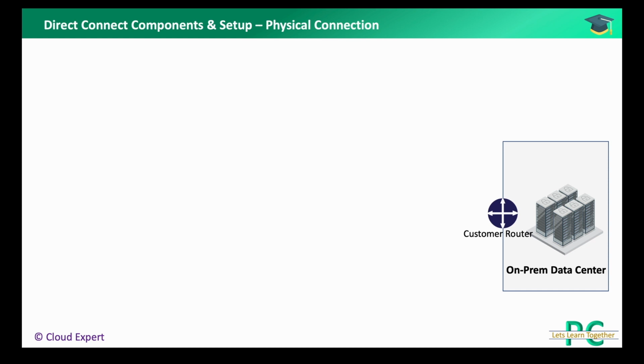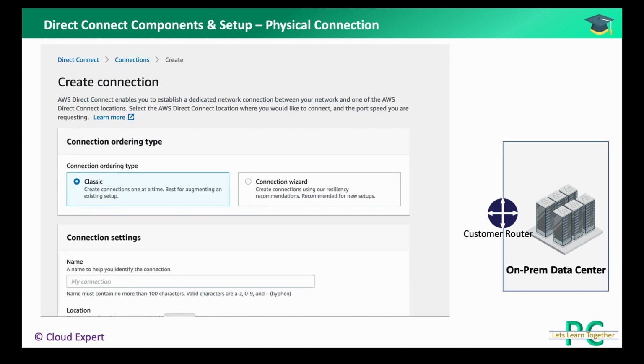After that, what you will do? You will go to the AWS Management Console. If you go to the AWS Management Console, Direct Connect connection, you will get two offerings. The first offering is Classic and the second is Connection Wizard. The Connection Wizard offering has been added very recently. First, let's see what it means with Connection Wizard.